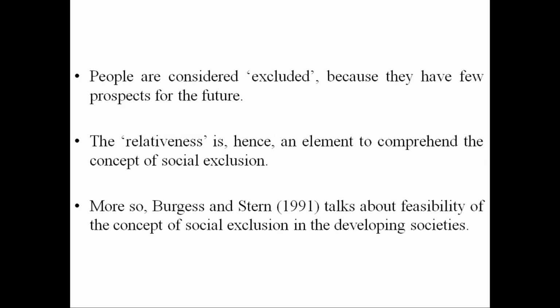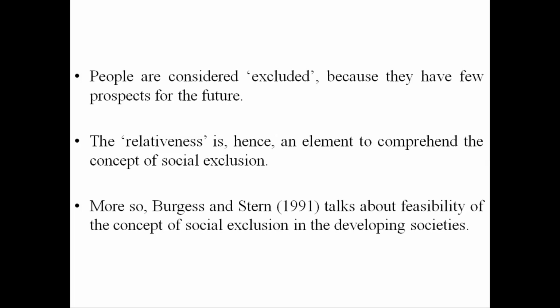Thus, it is clear that one cannot look at exclusion or social exclusion of certain individuals or groups in isolation, but in their circumstances in relation to the rest of the people in a society in which they live. So now here the context is being made that the exclusion phenomenon has to be looked into in the society in which people are residing. It has to be looked at in connection with the society and the individual and the group. So here relativeness is hence an element to comprehend the concept of social exclusion. There are many elements to understand the concept of social exclusion, but this is one of them.